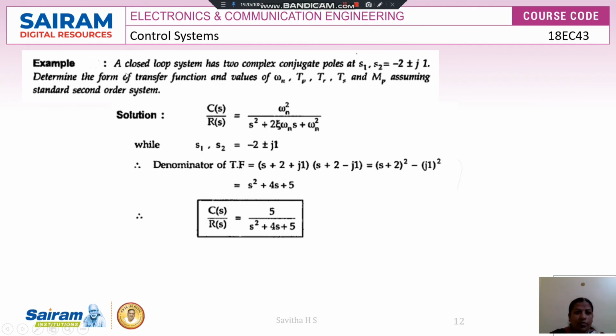Now one more problem. A closed loop transfer function has two complex conjugate poles. They have given in the problem s1, s2 equal to minus 2 plus or minus j1.